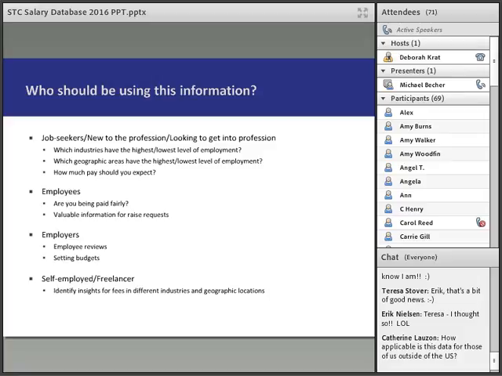The same is true for geographic areas. If you're looking to move to a different state, or if you're currently graduating and you want to know what kind of job market there is in that state, then you can use this information to find the best state to go to, the best metro area to go to within a state. And then it also allows you to know how much you should be expected to be paid. So that's a good thing.